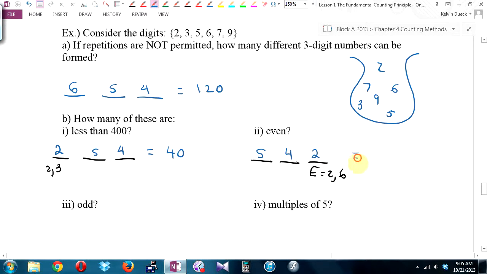Hey, it turns out there's, Jake, can you go 5 times 4 times 2 in your head, please? 40. Turns out there's also 40 even numbers. Just a fluke, but okay.